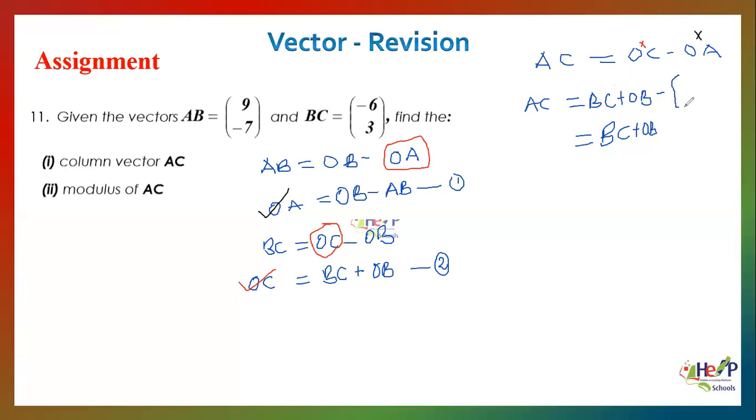So I put my protective bracket here. I substitute OA, which is OB take away AB, like this. I'm just substituting that. So this will be minus OB plus AB, like that. So because of the negative effect, OB will cancel out and I will remain with my AC as BC plus AB.